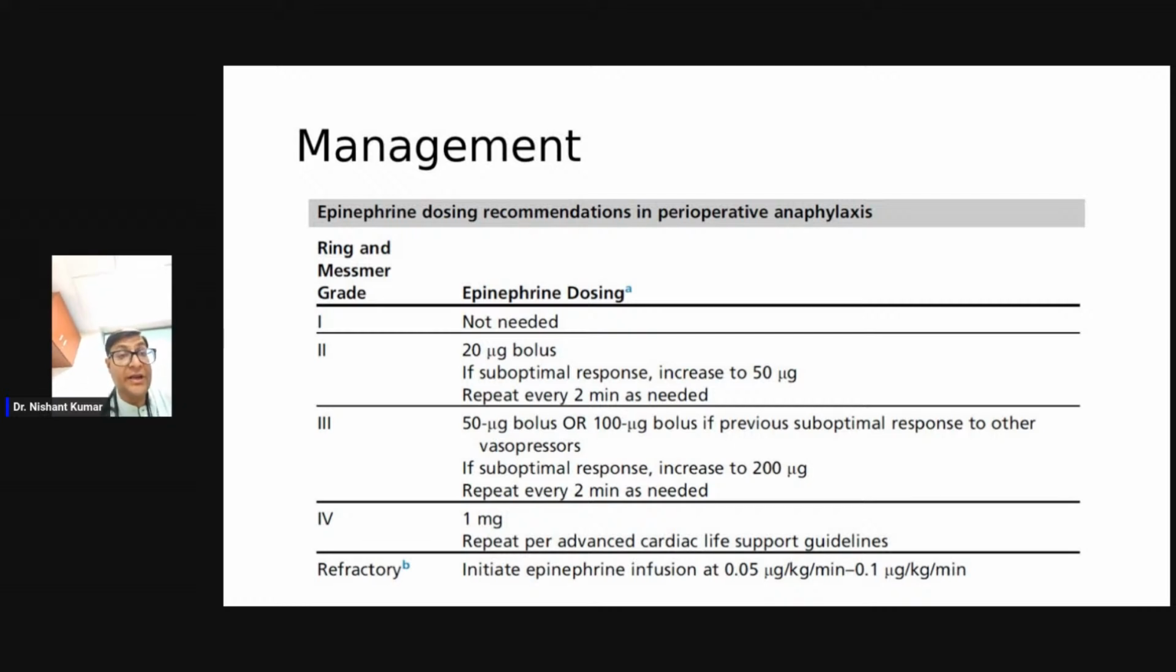And for grade 4, when there is arrest, we go as per the ACLS guidelines. We give 1 milligram diluted to 10 ml as a push, followed by CPR if required. And if refractory, we can initiate epinephrine infusion at 0.05 to 0.1 microgram per kg per minute. Next, please.